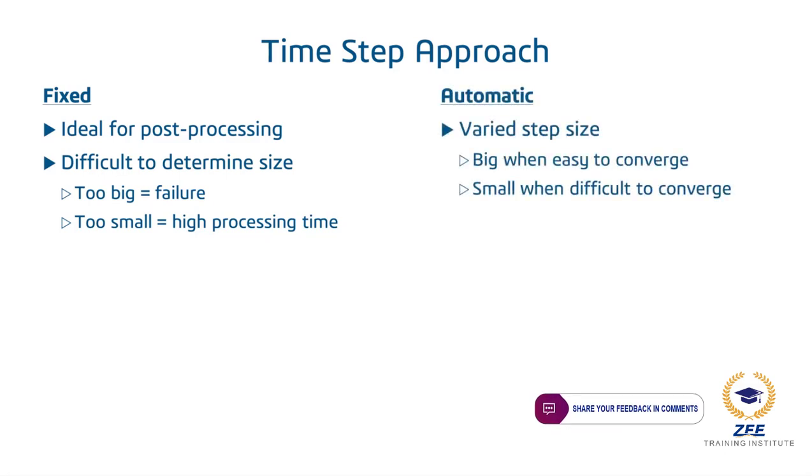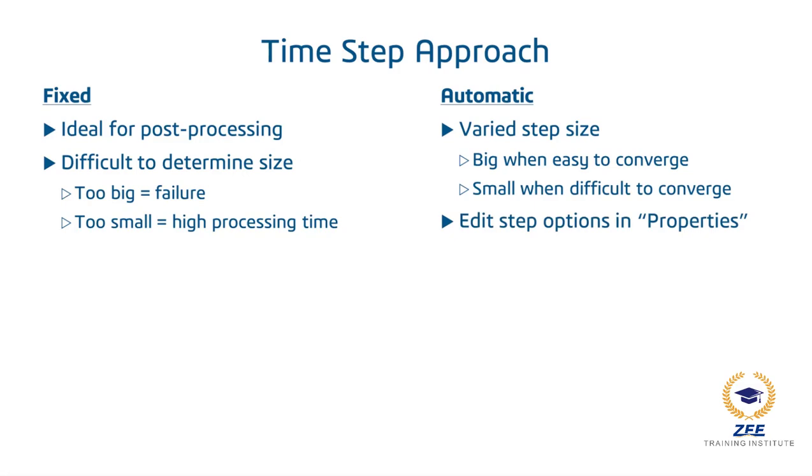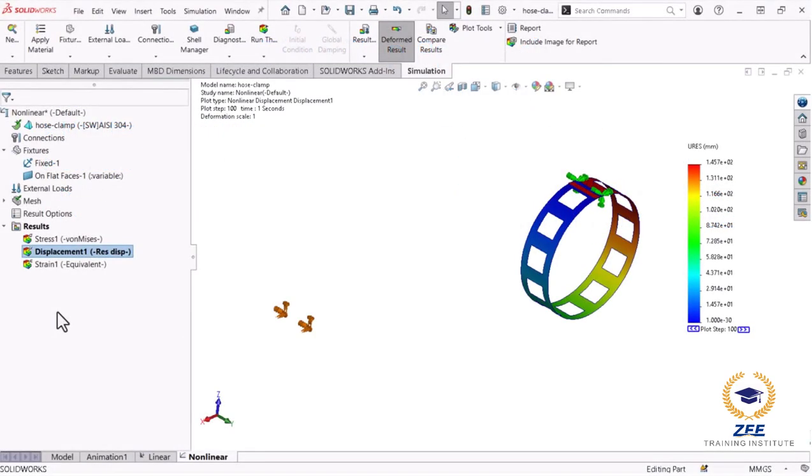The automatic approach attempts to process nonlinear studies as quickly as possible by adjusting the step size based on the ease of convergence, using large steps when equilibrium is easily achievable and small steps when necessary for convergence. This option provides parameters to control the step size through the algorithm. Let's create a new study that uses the automatic approach to explore how its results differ from the fixed approach.